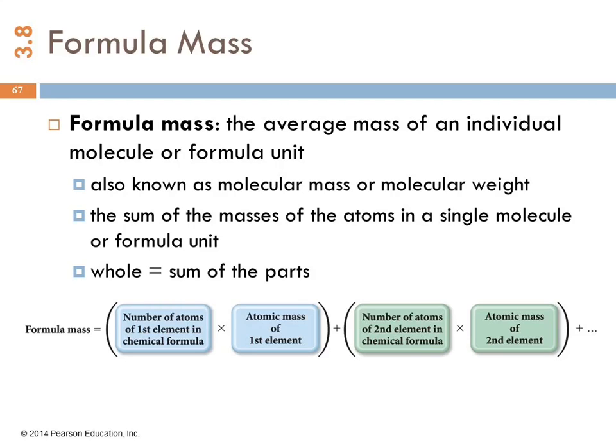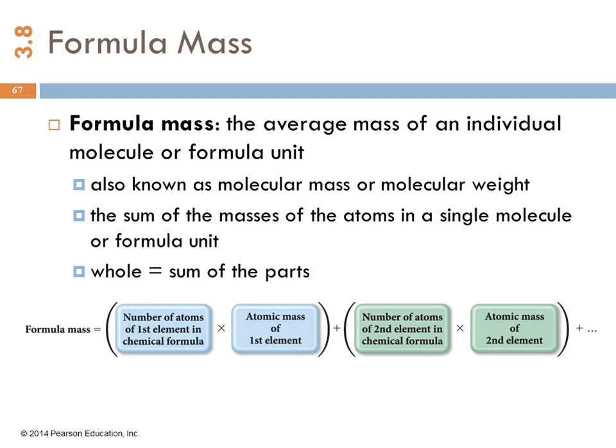These chemical formulas tell us how the elements are combined, the numbers of atoms of each element that are combined together in an individual molecule or formula unit. The formula mass is the average mass of an individual molecule or formula. It's sometimes referred to as a molecular mass or a molecular weight.